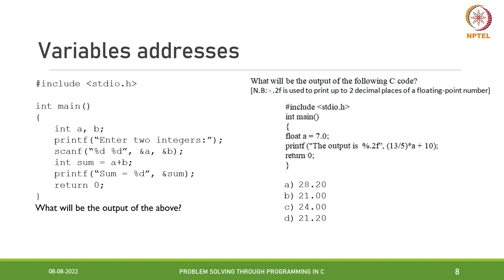So what do you think should be the solution of this? You have two integers, you are entering two integers through the scanf function. Then you are adding them up and printing the sum. So what should be the output here? Yeah, why? We have an ampersand here. See?